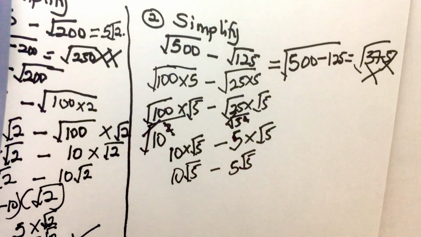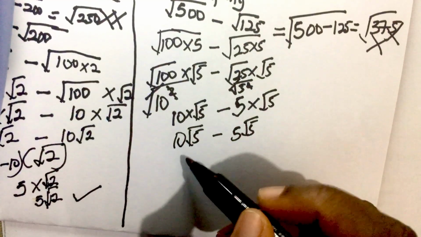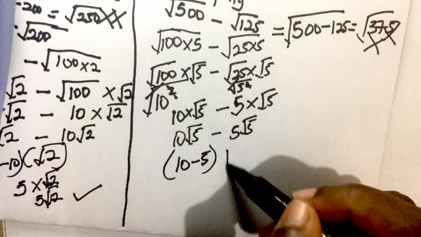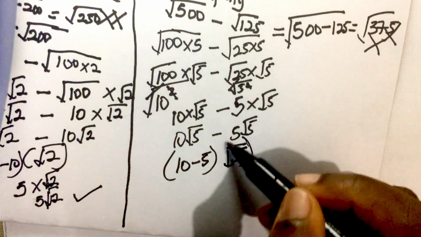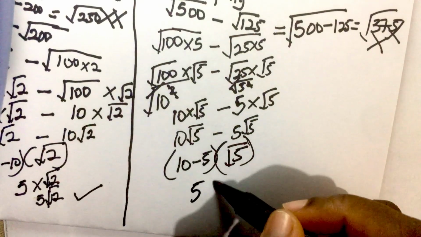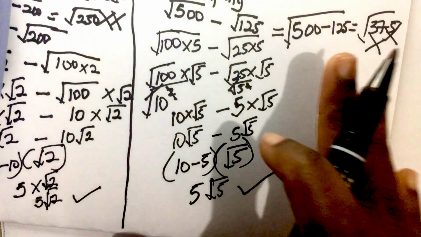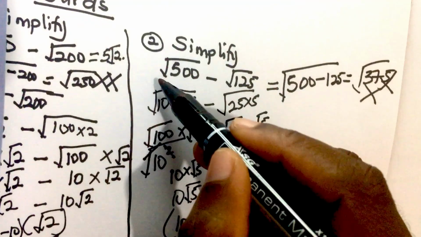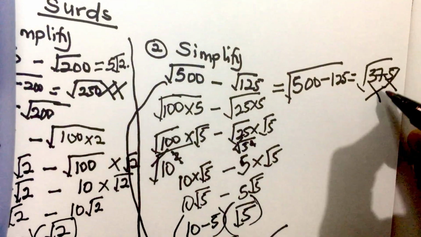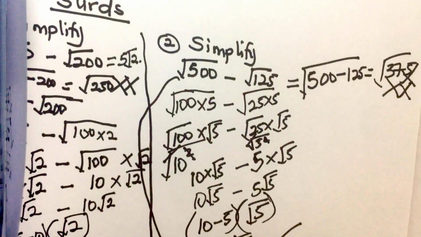Yes. So what do we do next? Let's factorize as we do. The 10 minus 5 will be out, and you're left with root 5 in your bracket. 5 times root 5 is 5 root 5. So this is the correct answer for this one as well. So this is simplified to give us this answer and not this. Should we take another one?